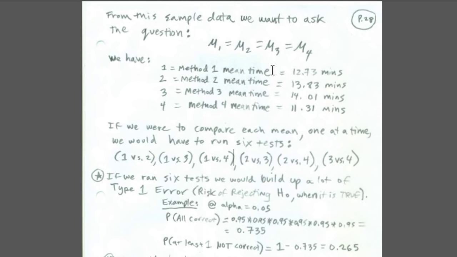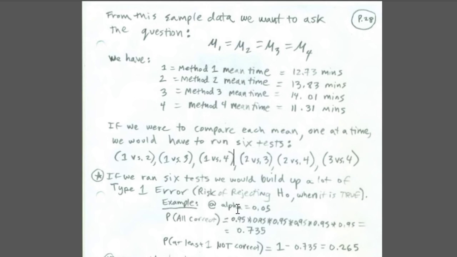Now, notice we have 4 samples. We could use the techniques that we've already used in this class. But if we were to compare each mean one at a time, we'd have to run 6 tests. Remember, from our combinations, 1 would have to be matched up against 2, 1 against 3, 1 against 4, and then 2 against 3, 2 against 4, etc. 6 different tests. The big problem with that is if we ran 6 tests, we would build up a lot of type 1 error.